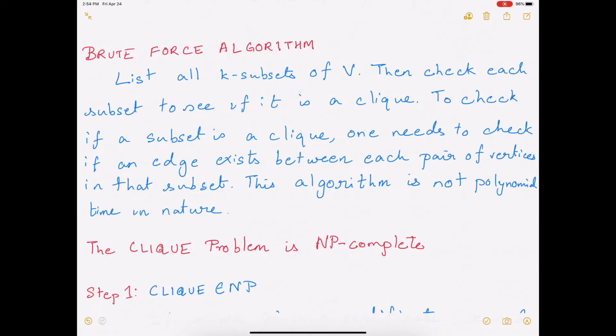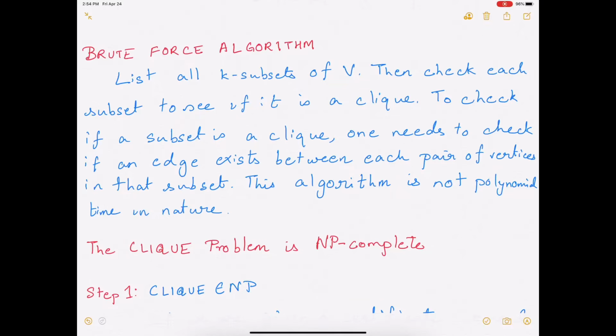Then you can check each of these subsets to figure out if any one of them is a clique. Now, how do you check if a subset of vertices forms a clique? You check if each pair of vertices in this subset is connected by an edge. If each pair of vertices in a particular subset is connected by an edge, then that subset is a clique. Okay? So this is a brute force approach to figuring out if there is a clique of size k in a graph, and what that particular clique is. So you could answer it this way.